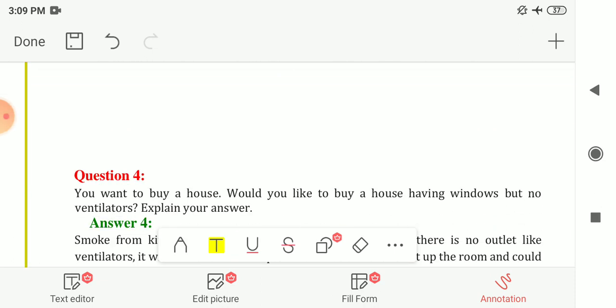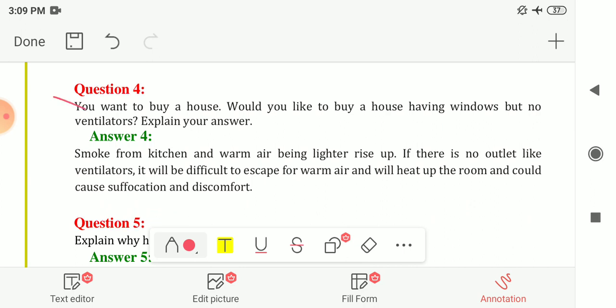Next, question number 4. You want to buy a house. Would you like to buy a house having windows but no ventilators? Explain your answer. So smoke from the kitchen and warm air, being lighter, rise up.